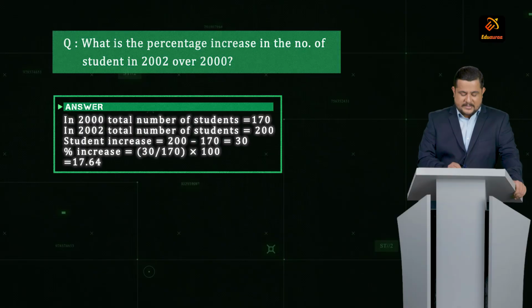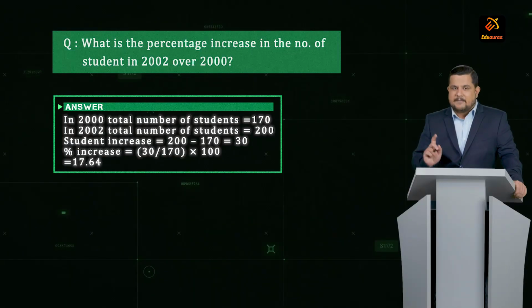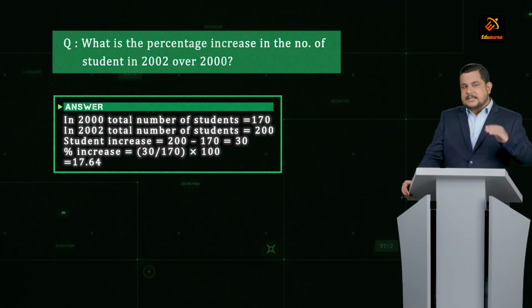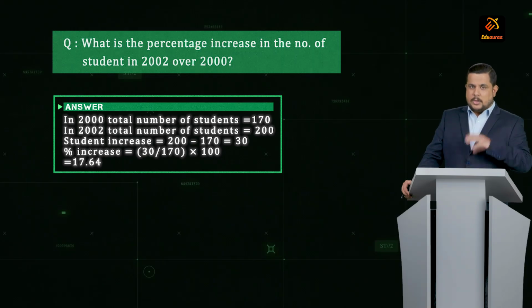So 30 upon 170 multiply 100. So 0, 0 cancel. 300 upon 17. Now 17 ones are 17. So 1 will come. Then 13 is the remainder. 130. So 17 sevens are 119. Again 11 is the remainder. So 17 will come. So about 17, we can easily see. No need to solve too much. We can go through the options. This is the smart way.